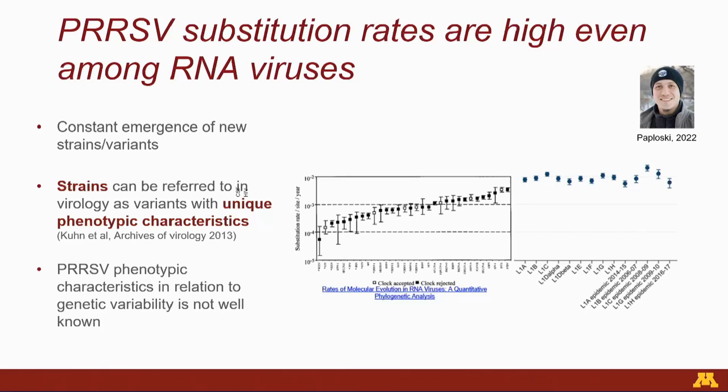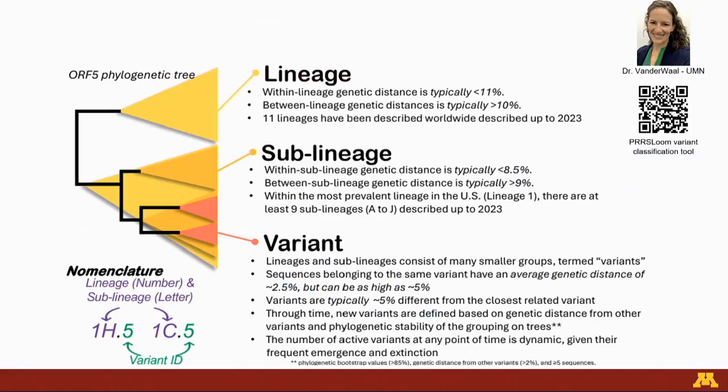And we know that PRRS substitution rates are higher even amongst other RNA viruses, as Igor already mentioned. But what I like to point out with this is that because of that, we can actually expect to have constant emergence of PRRS variants over time, right? So I also usually like to start by just giving a refresher of the current nomenclature that we have been using to talk about PRRS2 in particular.